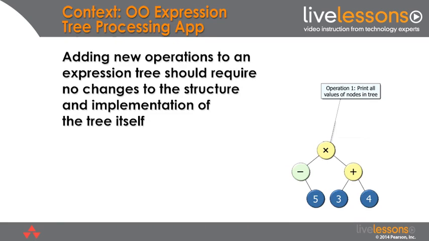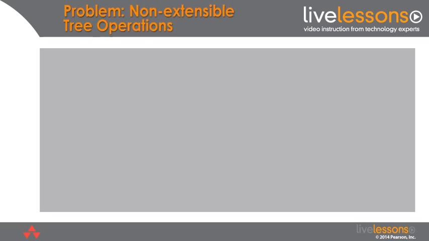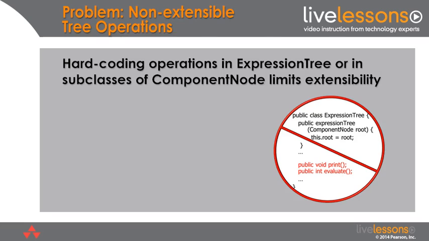We'd like to be able to print various values in the tree, evaluate the yield of the nodes in the tree, conduct semantic analysis of the tree, do various kinds of optimization, and so on and so forth. And we don't want to have to keep going back and modifying the way the tree works. Obviously, this is going to be a problem if we try to hard code operations in the expression tree itself or in any of its subclasses of the component node, which will limit extensibility.